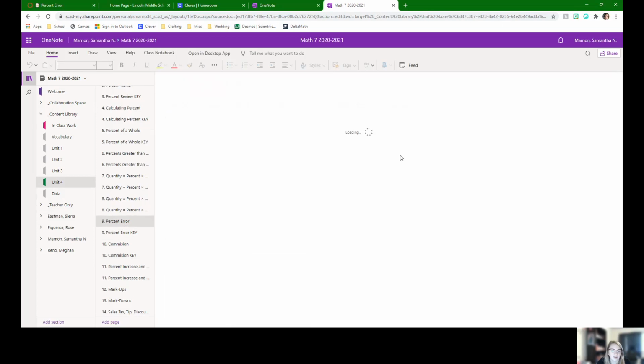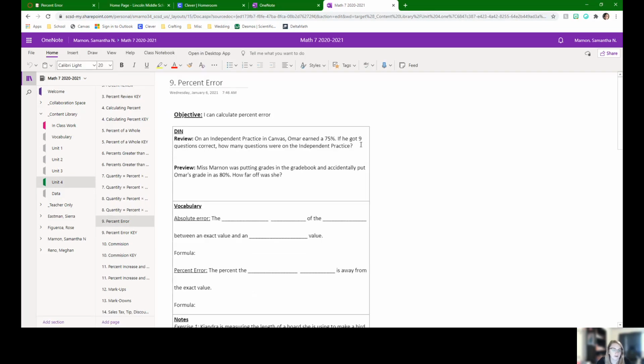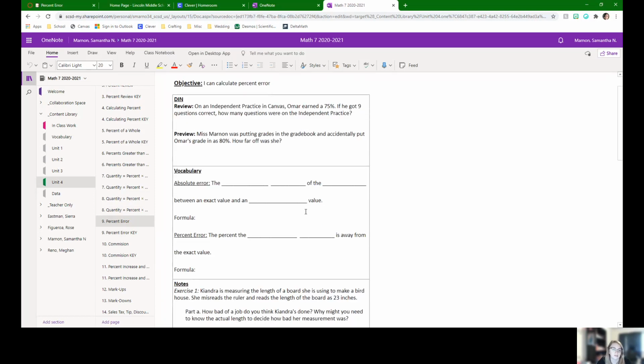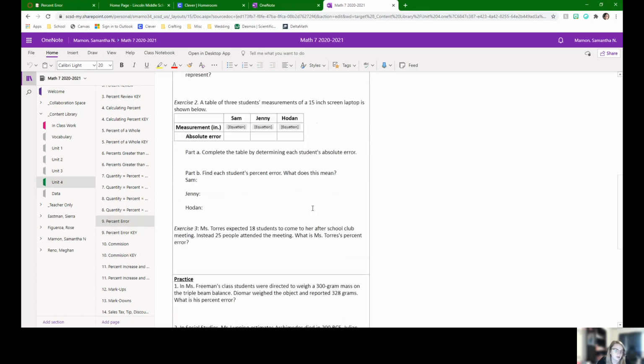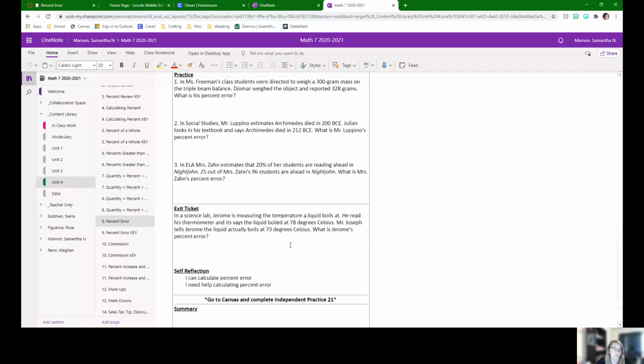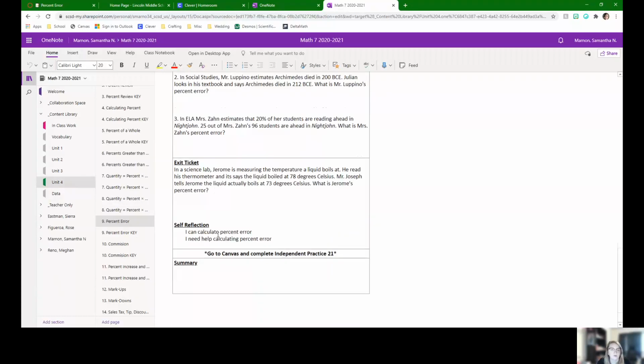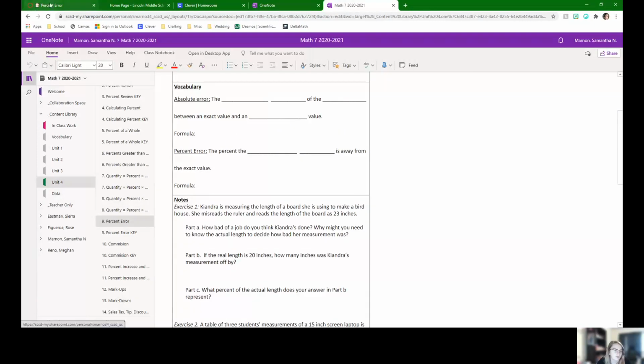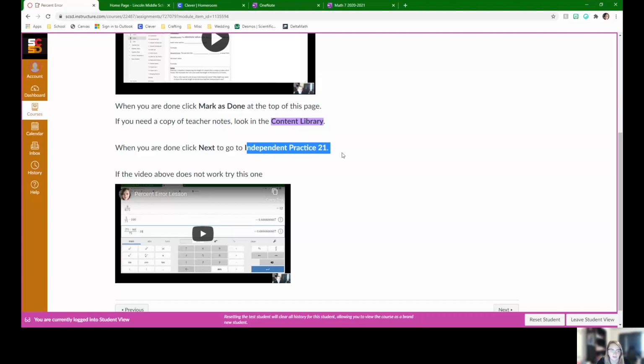Today we're going to be working on percent error, which is going to be very important for them as students because it's used a lot in science labs. So we'll be doing percent error today, and there's some practice problems, then their exit ticket. When we're done with the work in Class Notebook, we have independent practice 21.